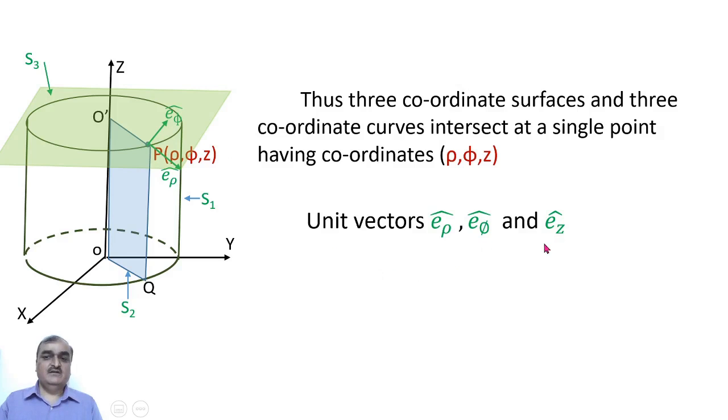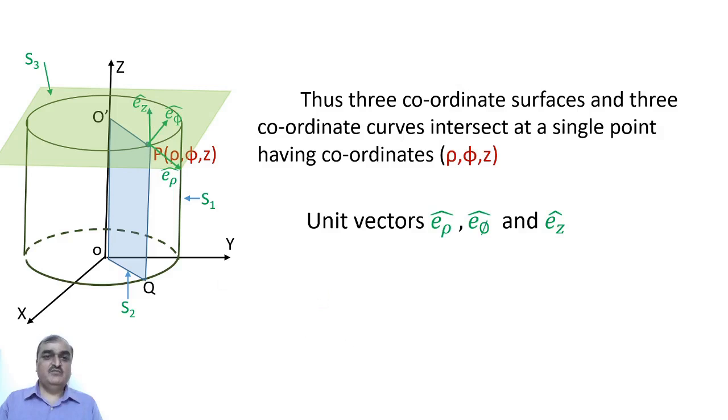Then the third unit vector is Ez cap. This Ez cap is normal to the z surface, to this S3 surface at a point P. This is Ez cap, perpendicular to the z surface, and its direction is along the increasing direction of z. This is the increasing direction of the z coordinate. Therefore, the direction of this unit vector is along the increasing direction of the z coordinate.